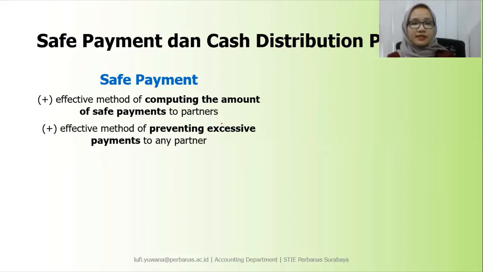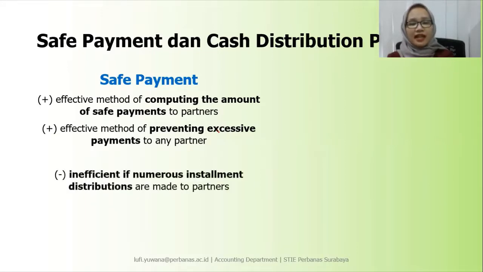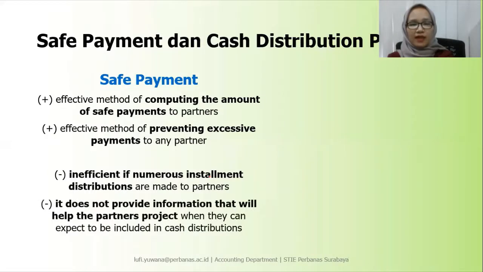But regardless of these advantages, there are several disadvantages in the safe payment schedule. The first one is that it is less efficient if numerous installment distributions are made to partners. It means that the number of installments or distributions should be limited so that the safe payment can function well. And the second one is that it doesn't provide information that will help the partners project when they can expect to be included in cash distribution.